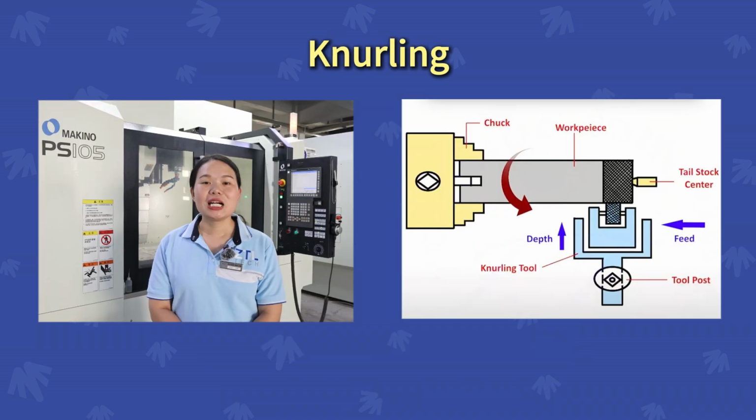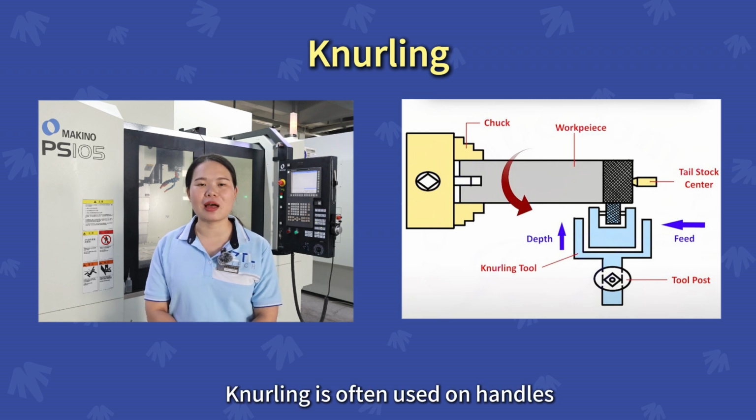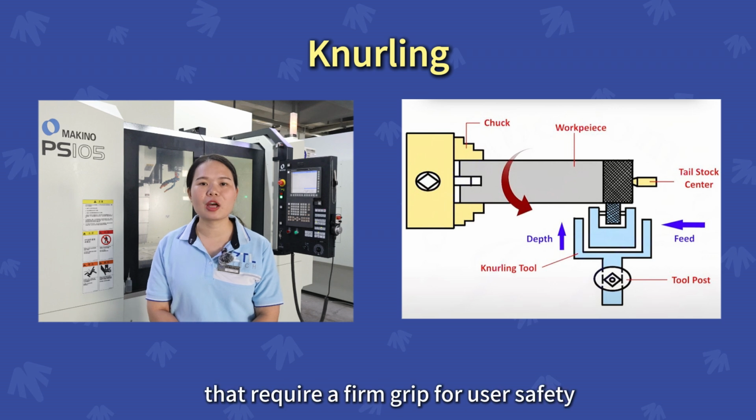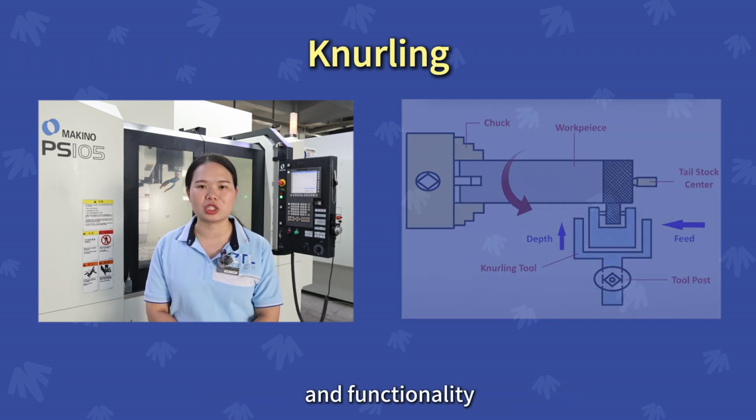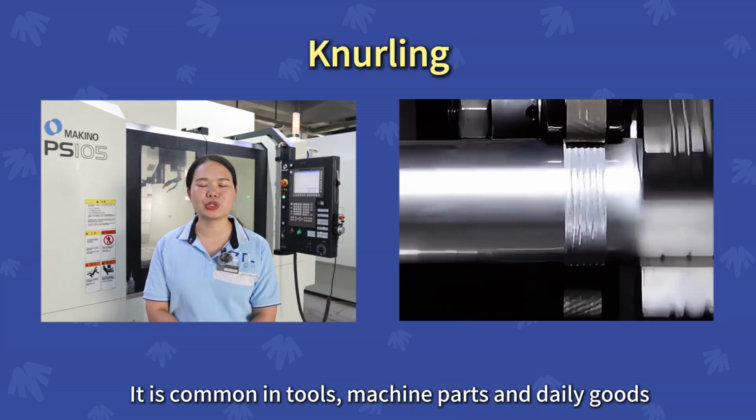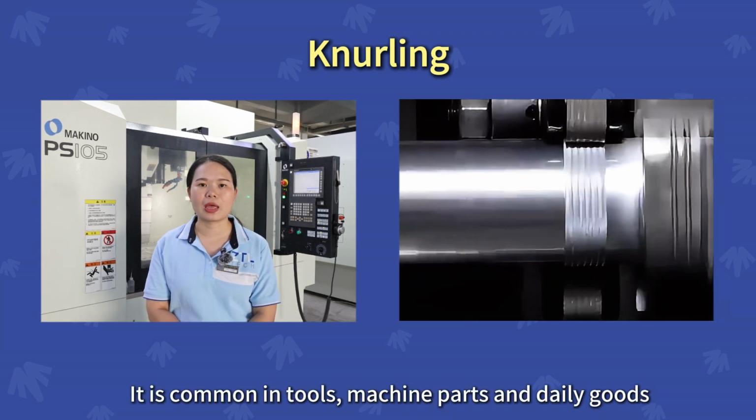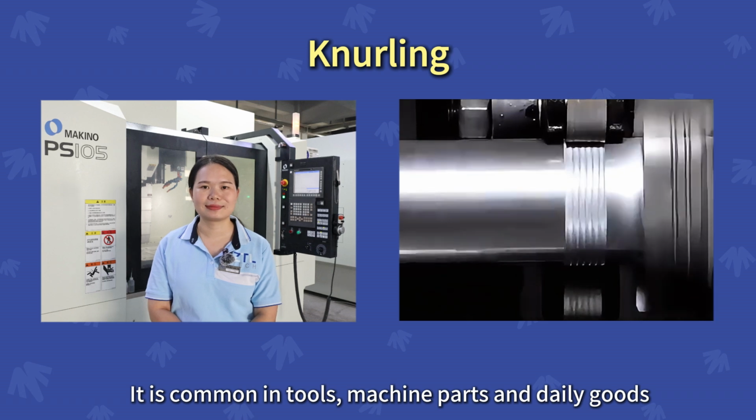Knurling. Knurling is often used on handles, knobs, and other parts that require a firm grip for user safety and functionality. It is common in tools, machine parts, and daily goods.